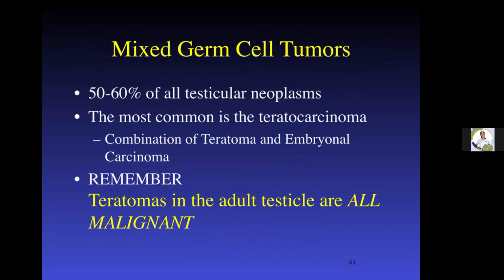You have also mixed germ cell tumors. It comprises 50 to 60% of all testicular neoplasms. The most common is the teratocarcinoma. It is a combination of your teratoma and embryonal carcinoma. So I would just like to reiterate again that all teratomas in the adult testicle are all malignant.